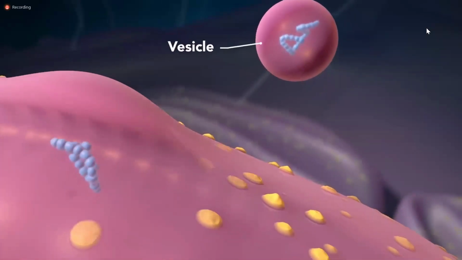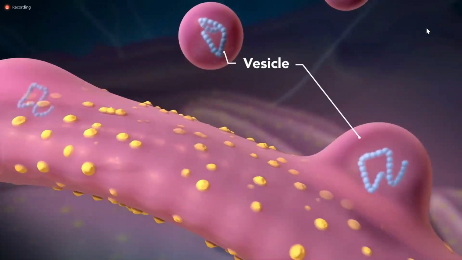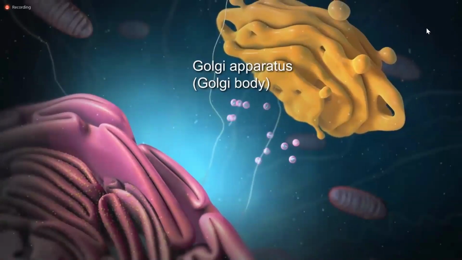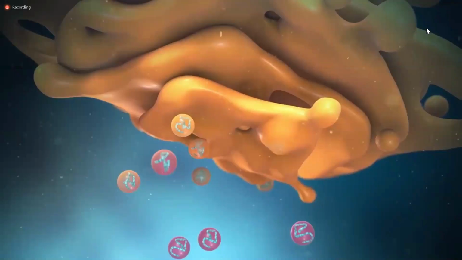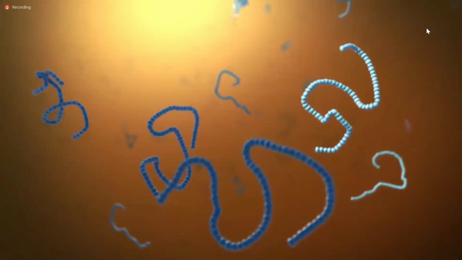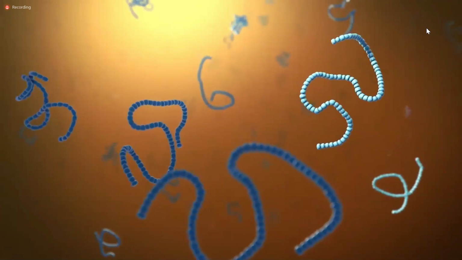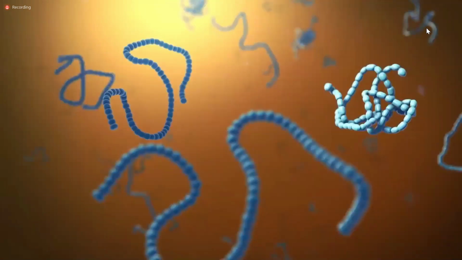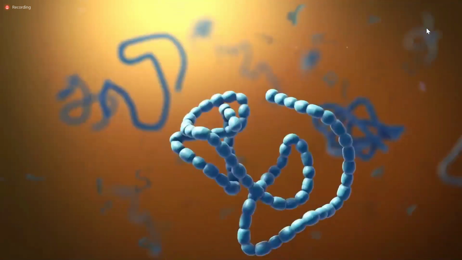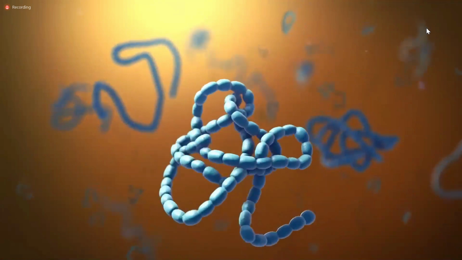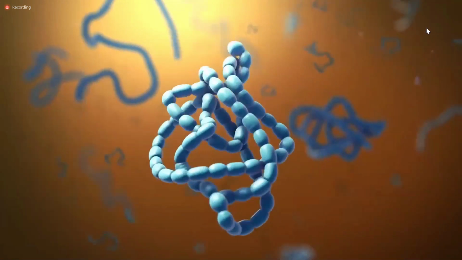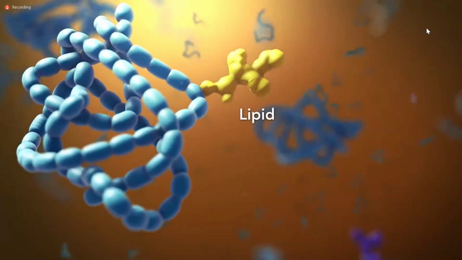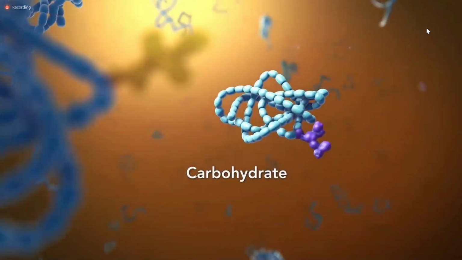Proteins and other materials emerge from the endoplasmic reticulum in small vesicles, where the Golgi apparatus, sometimes called the Golgi body, receives them. As proteins move through the Golgi body, they're customized into forms that the cell can use. The Golgi body does this by folding the proteins into usable shapes or adding other materials onto them, such as lipids or carbohydrates.